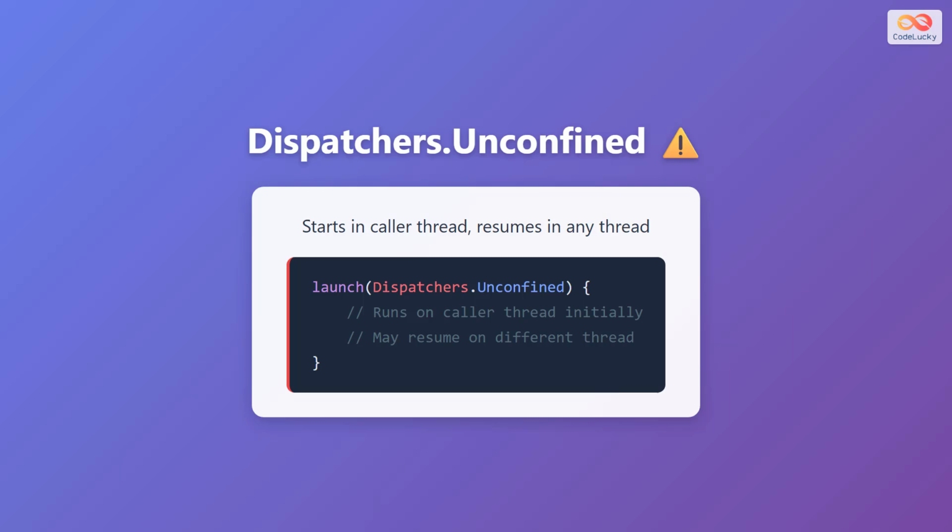Dispatchers.Unconfined is a special and somewhat unusual dispatcher. It starts executing the coroutine in the caller thread initially, but after the first suspension point, it resumes in whatever thread the suspending function happens to use. This unpredictable behavior makes it rarely used in production code. The unconfined dispatcher is mainly useful for advanced scenarios or testing purposes. As a beginner, you should generally avoid using this dispatcher and stick with Main, I/O, or Default, which provide more predictable and controlled behavior.